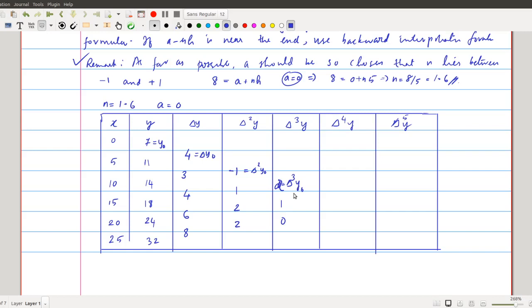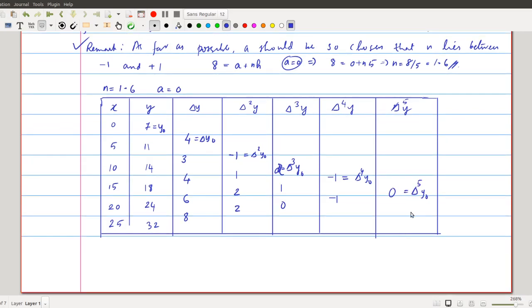Now delta cube y1 minus delta cube y0, that is delta raised to 4 y0, is 1 minus 2, that is minus 1, and here we have 0 minus 1, that is again minus 1. Now the difference between these two will be 0, that is delta raised to 5 y naught. So first you need to complete this table, then only you can write f of a plus nh.